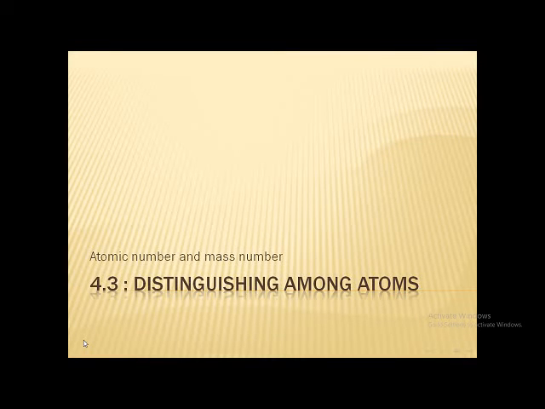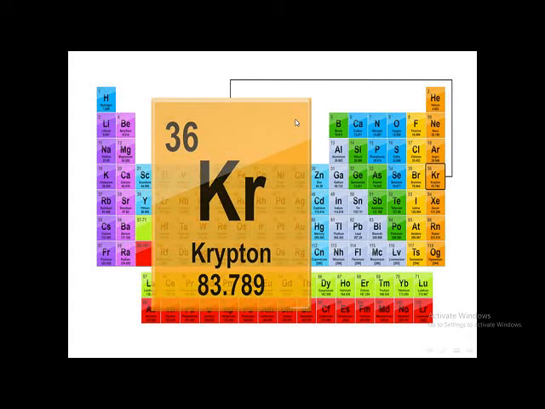Today we'll start in 4.3, distinguishing among atoms, atomic number and mass number. So let's look at this periodic table we have here. If you see this symbol, we have two different numbers: a large number and a small number. So what do these numbers refer to?